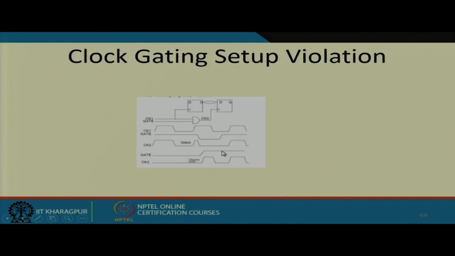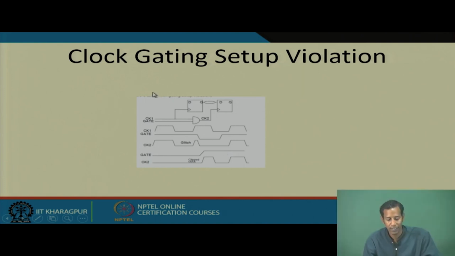Actually I was saying that in clock gating, sometimes you will get a glitch. Suppose this is the clock 1, and the second flip flop is getting the gated clock, which is the clock 2 signal. Now the gate signal, if it is something like this, then clock 2 will be here, as this is 1, this is 1. So, it will be 1, but because of this delay in the clock 1 and the gate, you will get some glitch over here.